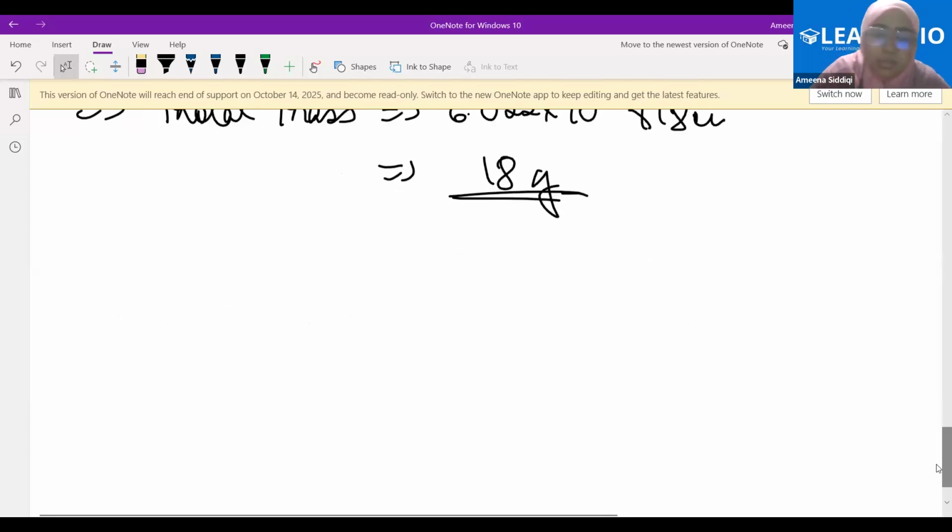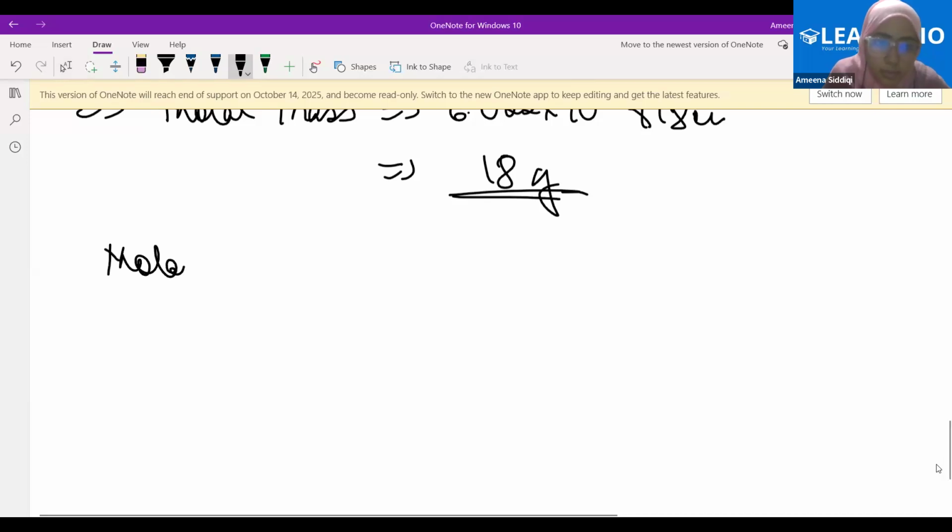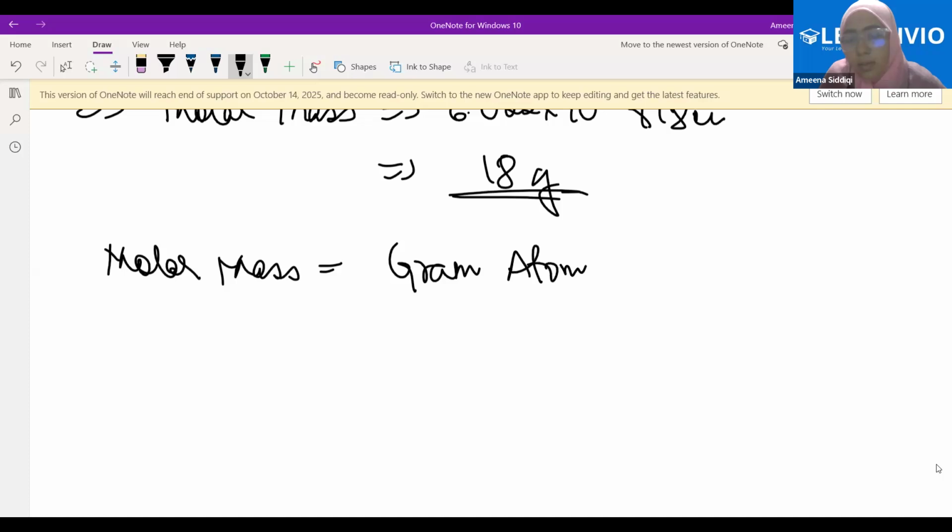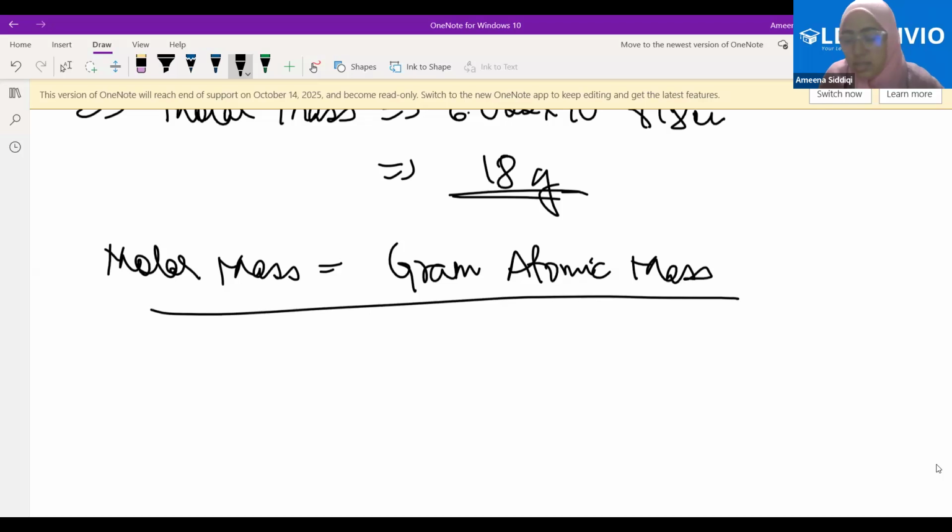Clear? And molar mass is also called, very frequently, gram atomic mass if we are talking in terms of atoms. Okay, gram atomic mass, because in simple words, it is the quantity of those atoms in grams, the mass for the mole, that we take here. It's a bit complicated, but as we go through it, we'll understand it. Okay, so molar mass has been understood.